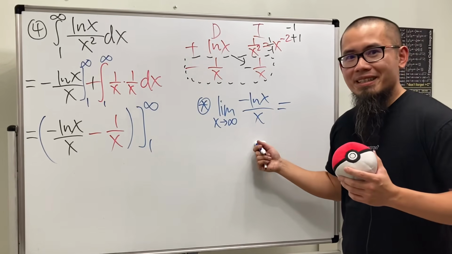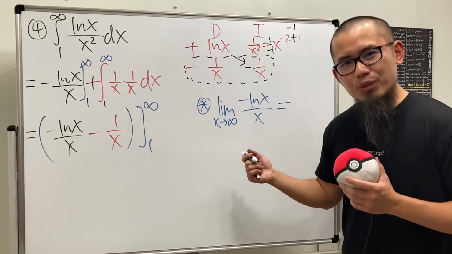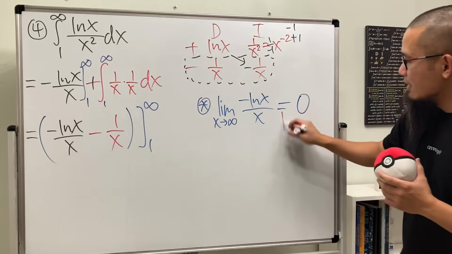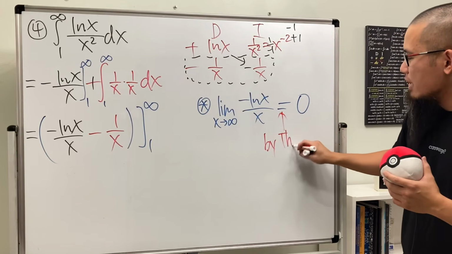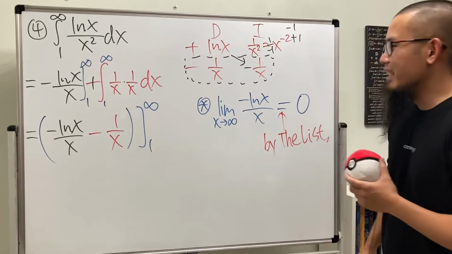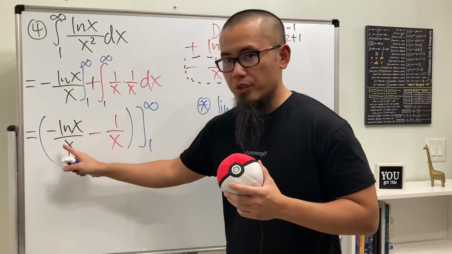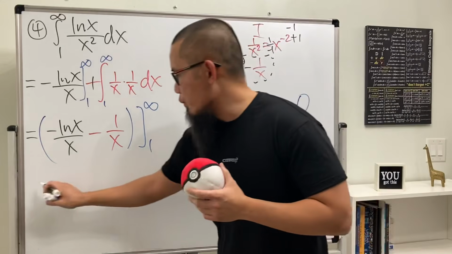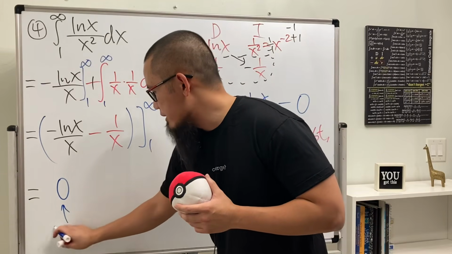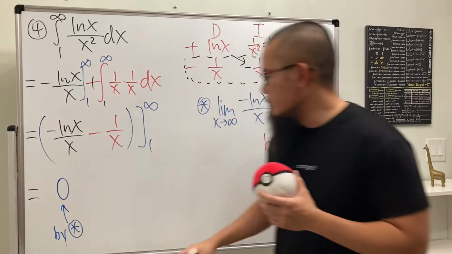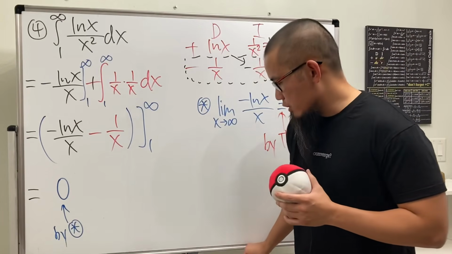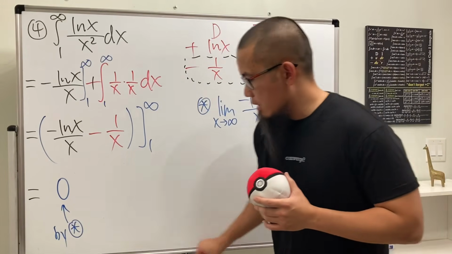Whoa, what's this? What's the answer for this? 0. How come? Why is this 0? Why is this so easy? Yes, in my class, you can just say by the list. That's why I went over all those secret weapons with you guys. So when we put infinity to here, I'm just going to write it down right here for you guys. We get 0, and then if you would like, you can just say by star, which is just a supplement on the side that you will have to provide.